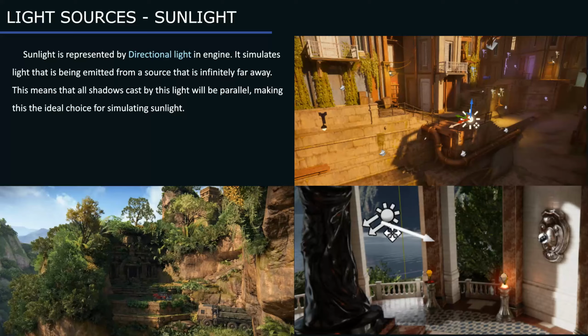Sunlight is represented by a directional light in the engine. It simulates light that is being emitted from a source that is infinitely far away. This means that all shadows cast by this light will be parallel, making this the ideal choice for simulating sunlight. Directional light intensity is usually measured in lux. Lux value describes the illuminant's total luminous flux incident on a surface per unit area. It is a measure of how much the incident light illuminates the surface.